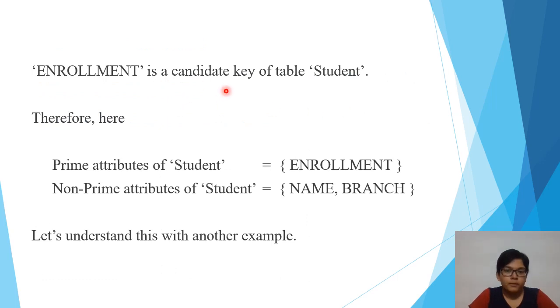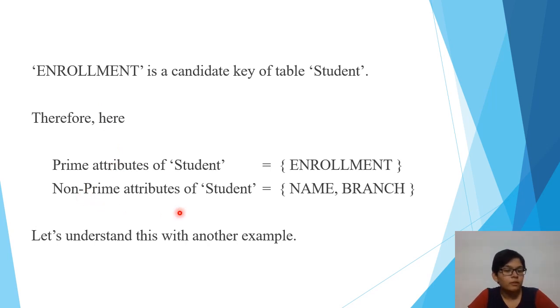So, enrollment is a candidate key in the table student. Since it is a candidate key, it uniquely identifies attributes such as name and branch. Therefore, the prime attribute of student is enrollment, because it is a candidate key and obviously a part of itself. And non-prime attributes of student are name and branch. Name and branch are those attributes which do not take part in the formation of the enrollment candidate key here. So, these are non-prime attributes.